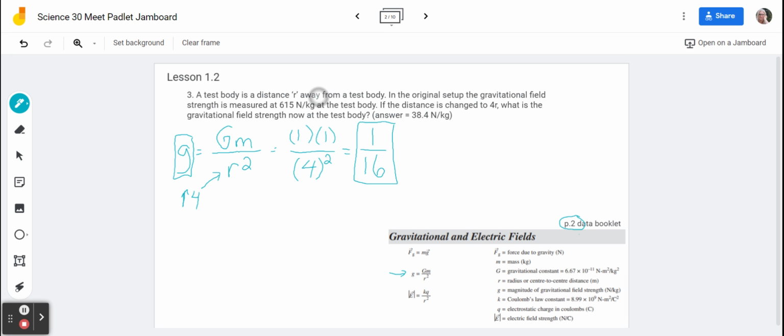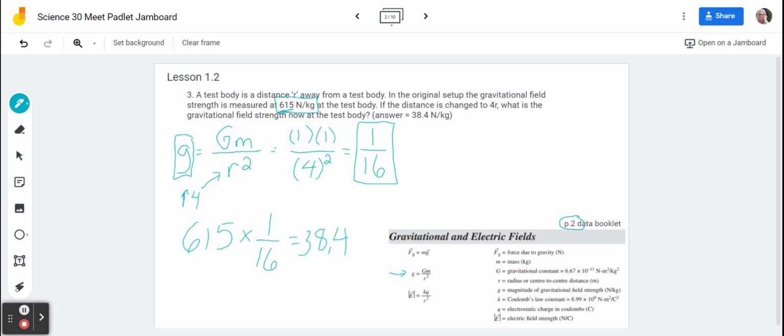All right, so we take our original gravitational field strength of 615, and we're going to multiply it by this factor that it's changing by to find the new field strength. Okay, so 615 divided by 16, I could have done this ahead of time, but 615 divided by 16 is around 38.4. There you go. And we have 3 significant digits here, so I keep 3 significant digits in our answer.